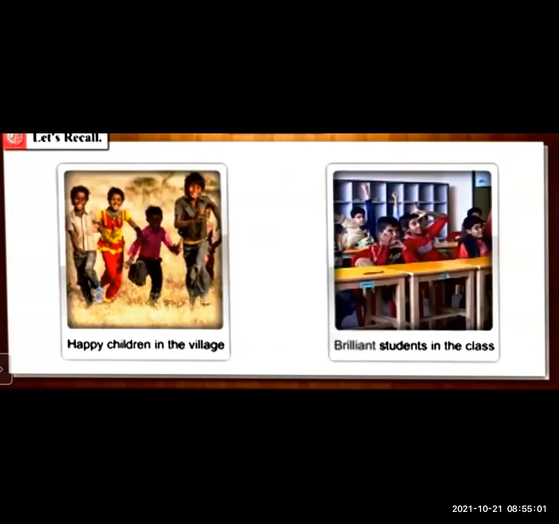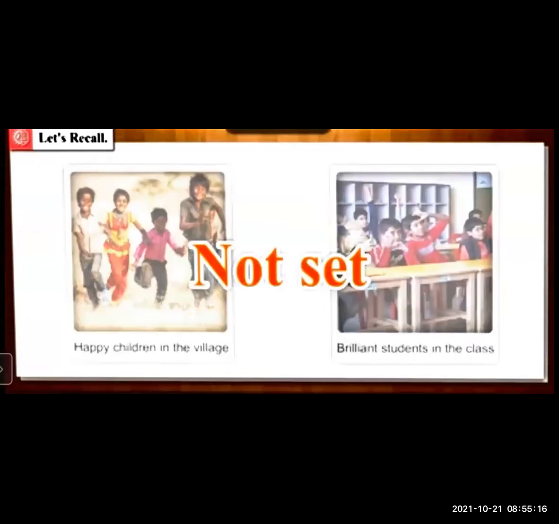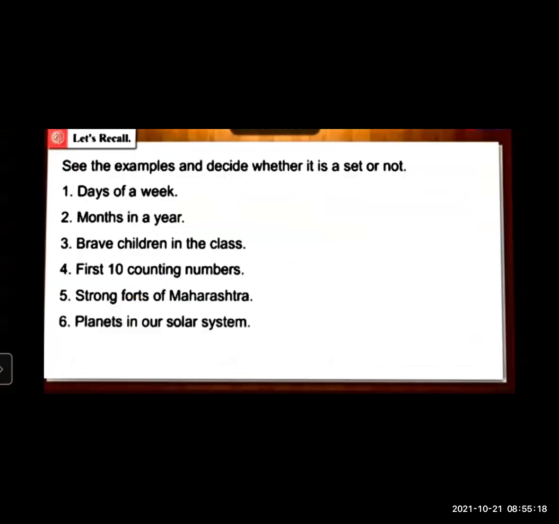These are not sets: happy children in the village and brilliant students in the class. Why? Because we cannot say the exact meaning of the words "happy" and "brilliant". It differs from person to person or time to time. It will change. So these are not sets. After that we have seen which one is a set and which one is not a set.